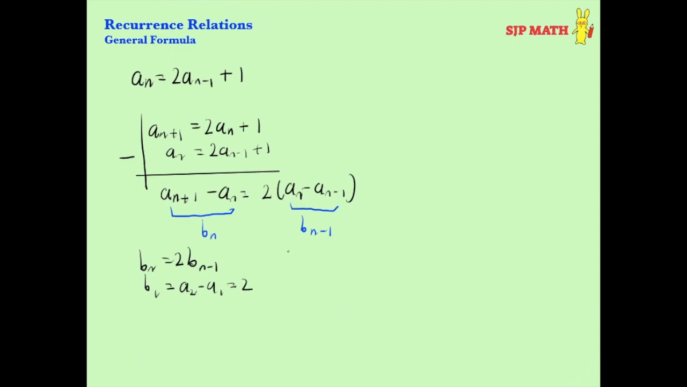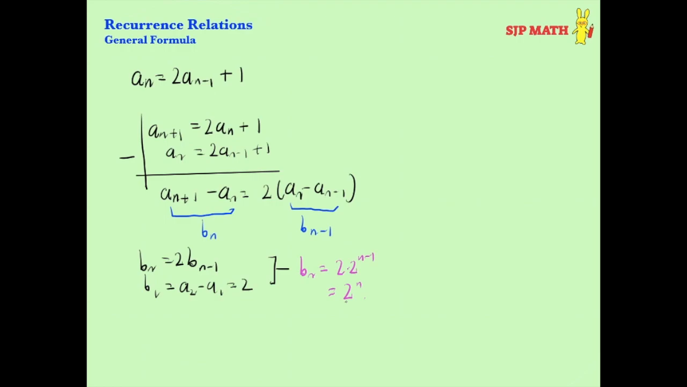So from these two, we conclude that Bn, by the general formula for geometric sequences, is 2 times 2 to the n minus 1, which is just equal to 2 to the n. That's the general formula for a term of the geometric sequence. So Bn is just equal to 2 to the n.